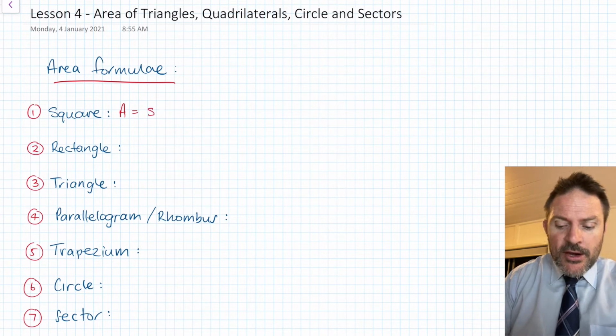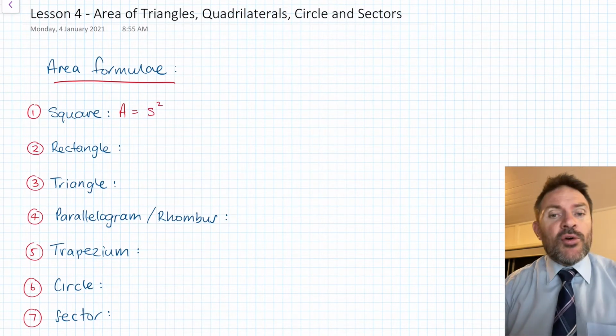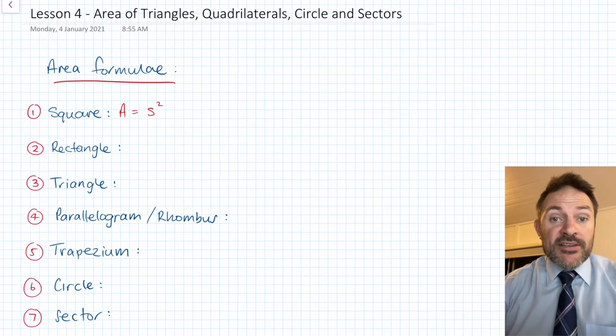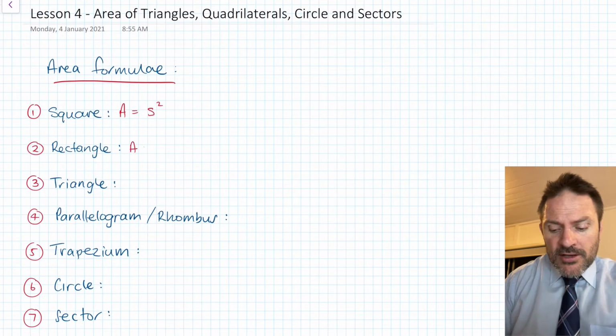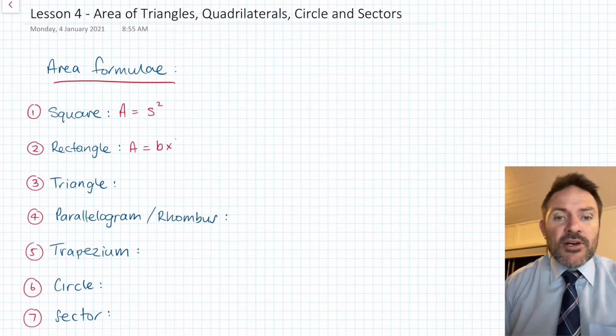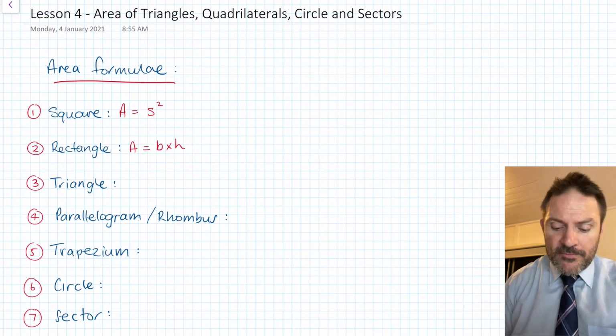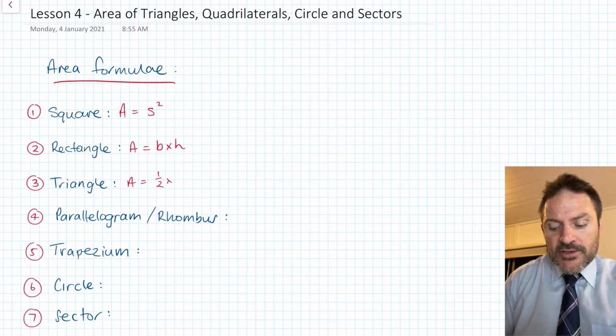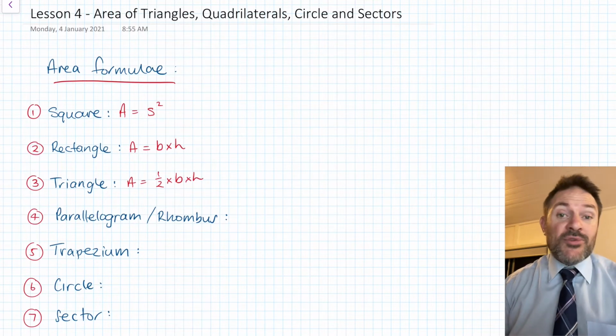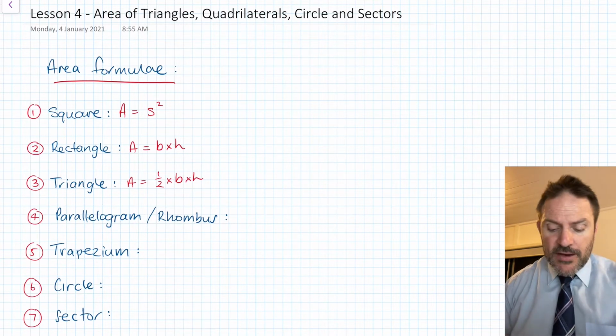So we have area equals s squared. Now you can also say base times height or side times side, but of course because the square has equal sides, we can just say s squared. Rectangle, I'm going to use base times height, length times breadth, length times width, whatever you want to have. Triangle, area equals half times the base times the height. Base times height divided by 2, lots of different things you can have there.